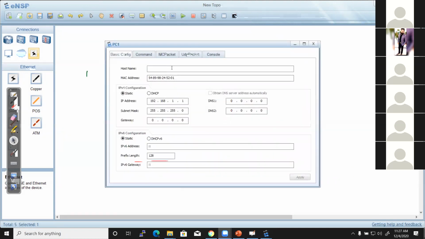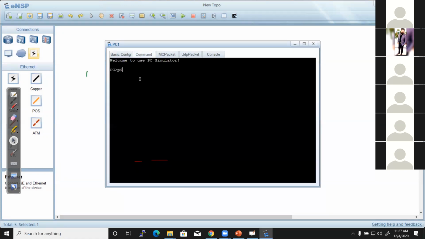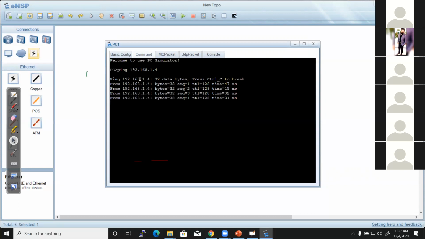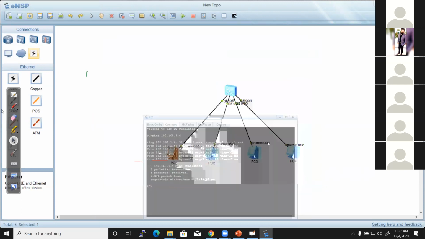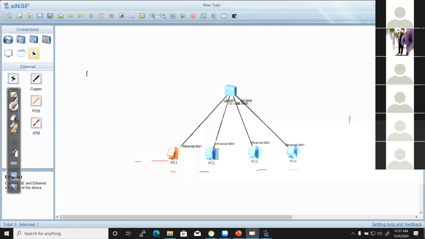So let me do one thing. I'm accessing this PC and I try to communicate with 192.168.1.4. And the people who were saying the communication wouldn't happen, no, wrong, the communication will happen. Why? Because all the PCs belong to the same network, 192.168.1.0. If they belong to the same private network, they can communicate with each other.